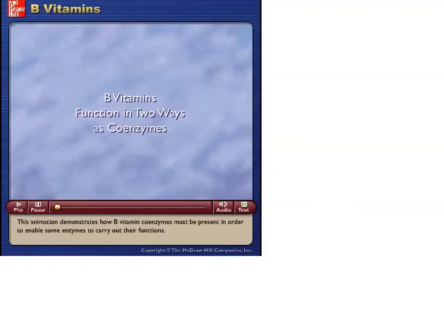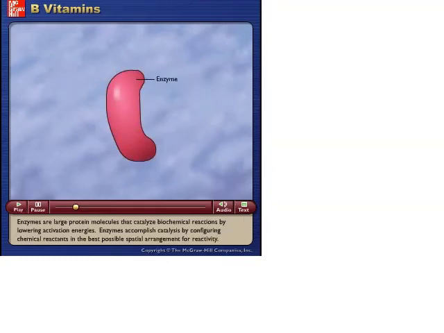This animation demonstrates how B vitamin coenzymes must be present in order to enable some enzymes to carry out their functions. Many of the B vitamins assist in the complex biochemical processes that produce energy from food. The B vitamins are essential parts of coenzymes. Coenzymes are part of the machinery that allows reactions to take place. Enzymes are large protein molecules that catalyze biochemical reactions by lowering activation energies. Enzymes accomplish catalysis by configuring chemical reactants in the best possible spatial arrangement for reactivity.